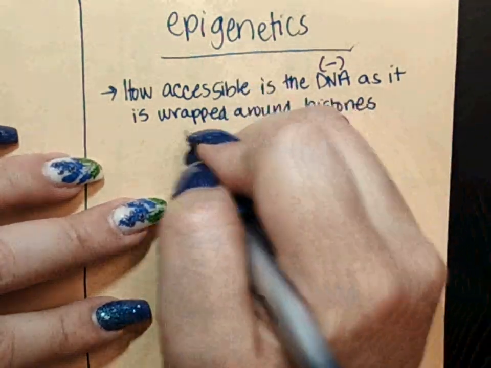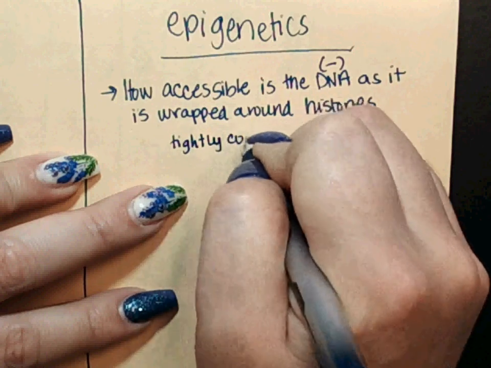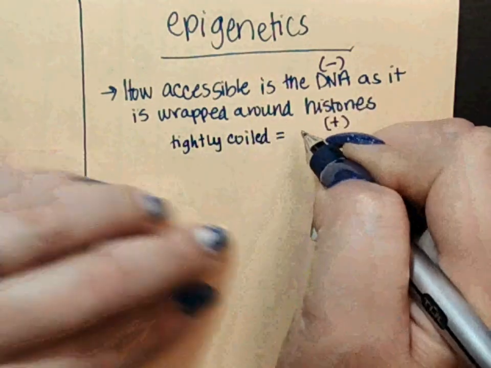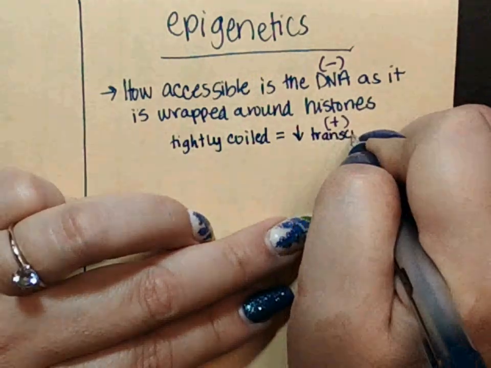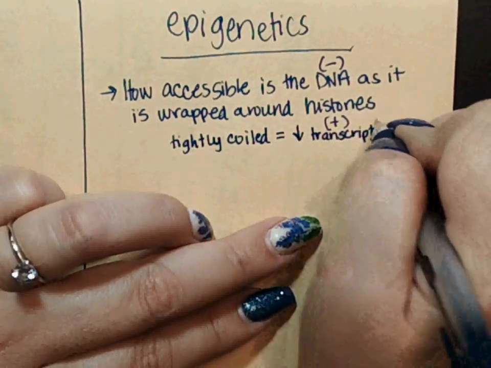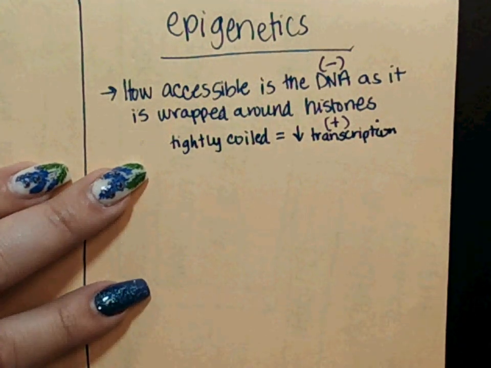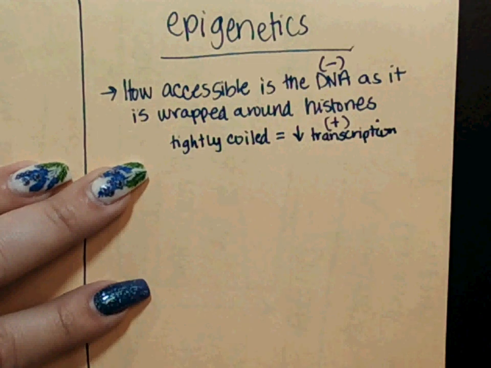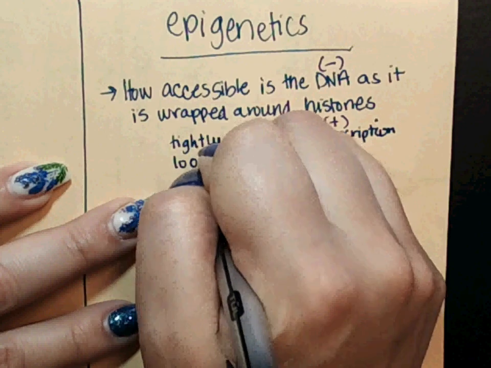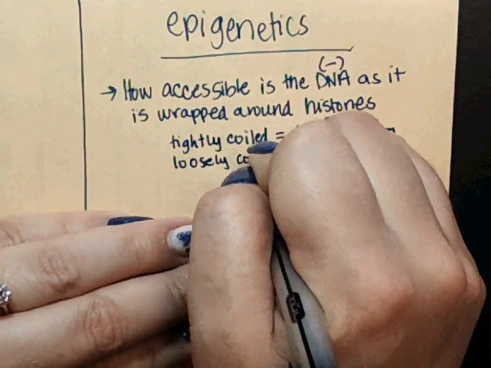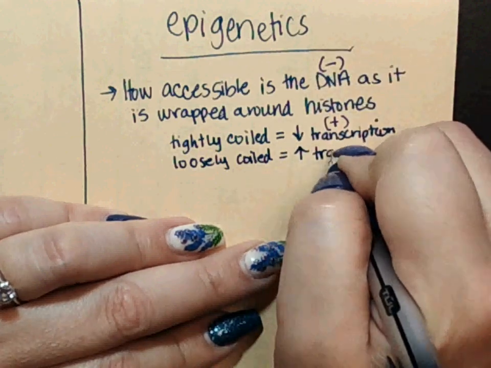So the relationship is the more tightly coiled the DNA is, there's going to be less transcription. That is the relationship. So the more tight the DNA is around the histone, the less transcription is going to be possible. Now then, the opposite is true. The more loose the DNA is coiled around the histone, the more transcription that's going to be possible.